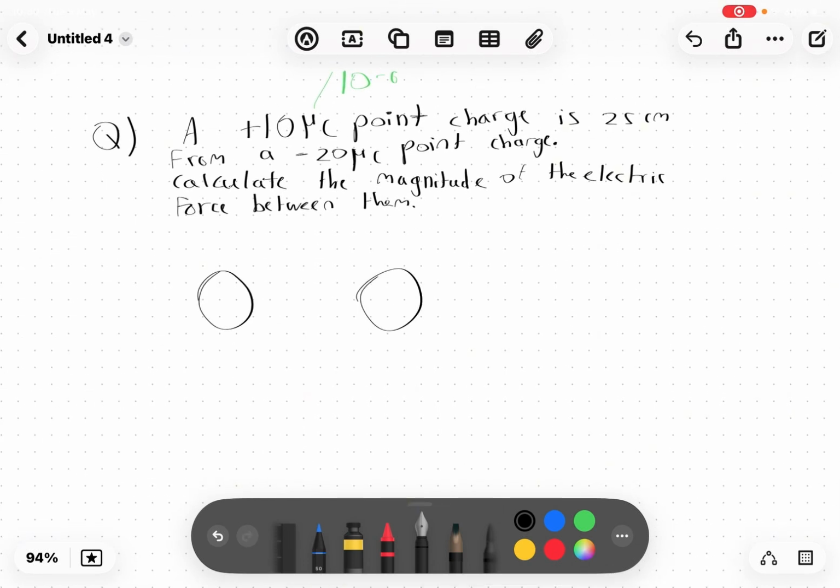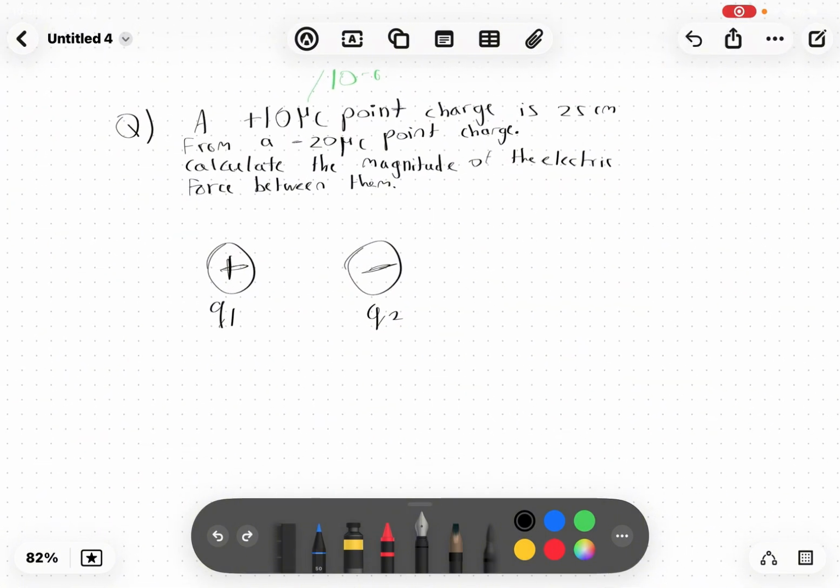Two charges, right? One is positive and one is negative. Let's say this is Q1 and Q2. Q1 is this, Q2 is this, and the distance is 25 centimeters. Let's straight away convert it to meters.